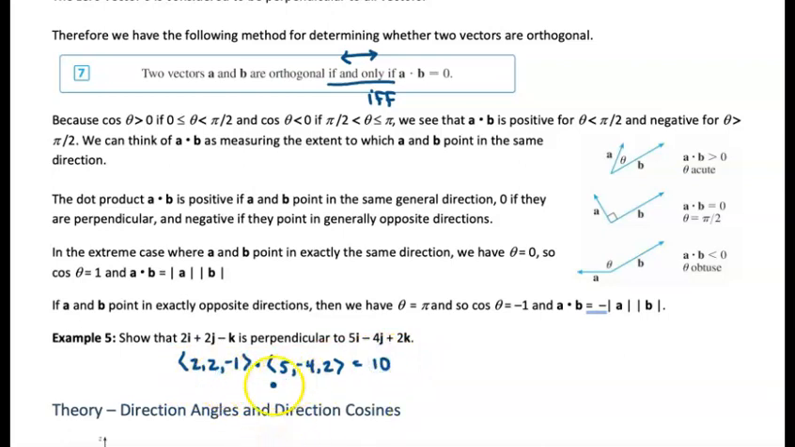We're adding to that the product of the second terms. 2 times negative 4 is negative 8. And negative 1 times 2 is negative 2. Since 10 minus 8 minus 2 is 0, that tells me that the dot product of these two vectors is 0. Then I can conclude that these two vectors are perpendicular. So yes, they are perpendicular. And taking the dot product and showing that it is 0 is sufficient to determine that they are certainly perpendicular.